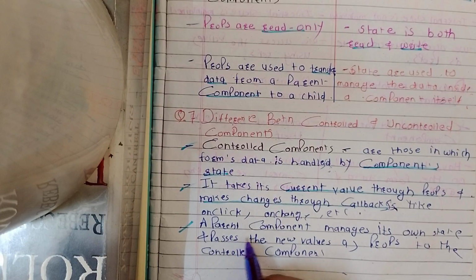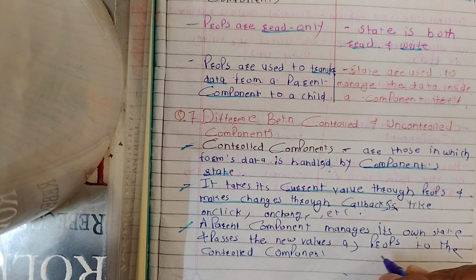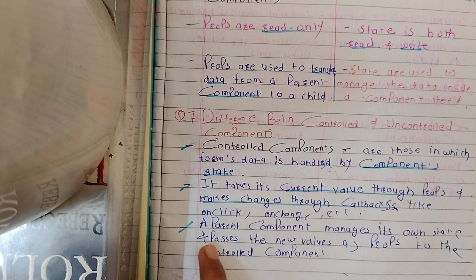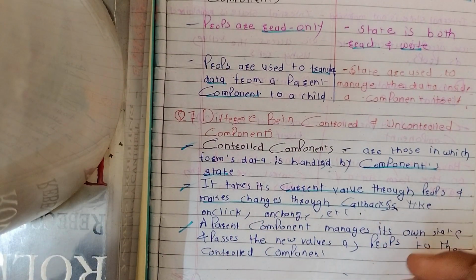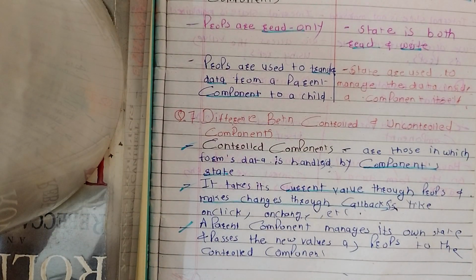Then a parent component manages its own state and passes the new values as props to the controlled component. So controlled components are in the control of React, and everything happens with props, state and all the React functionalities. So that's it.